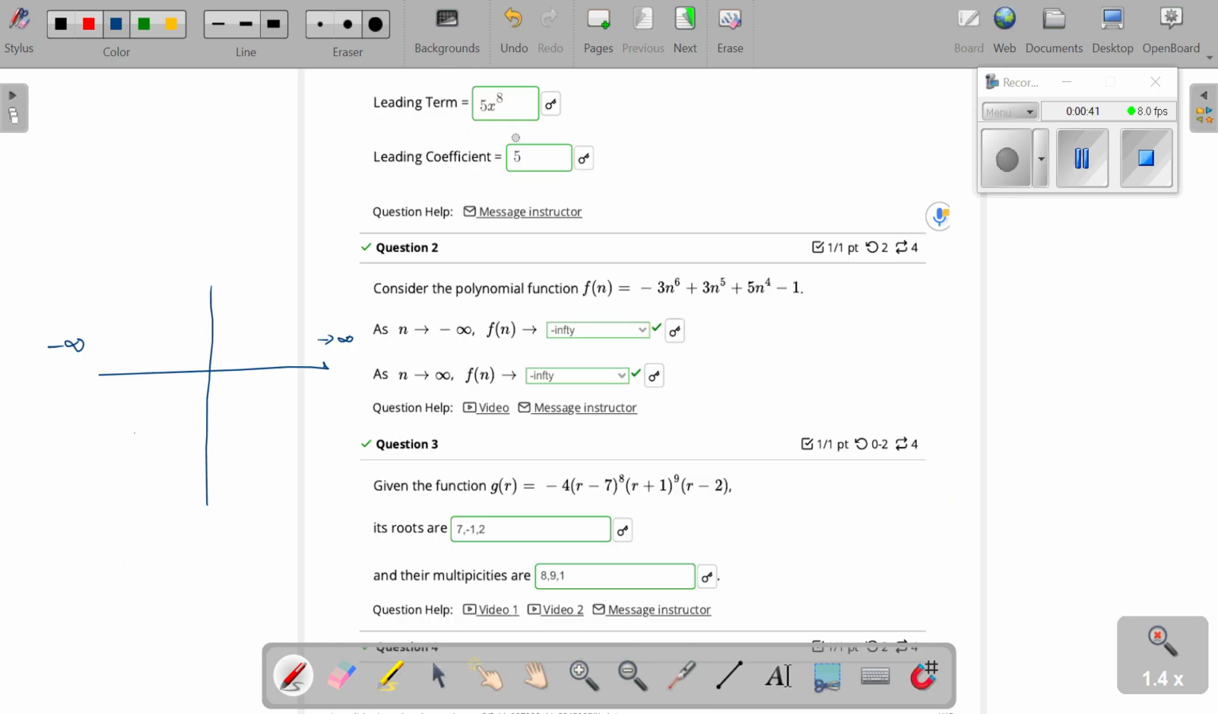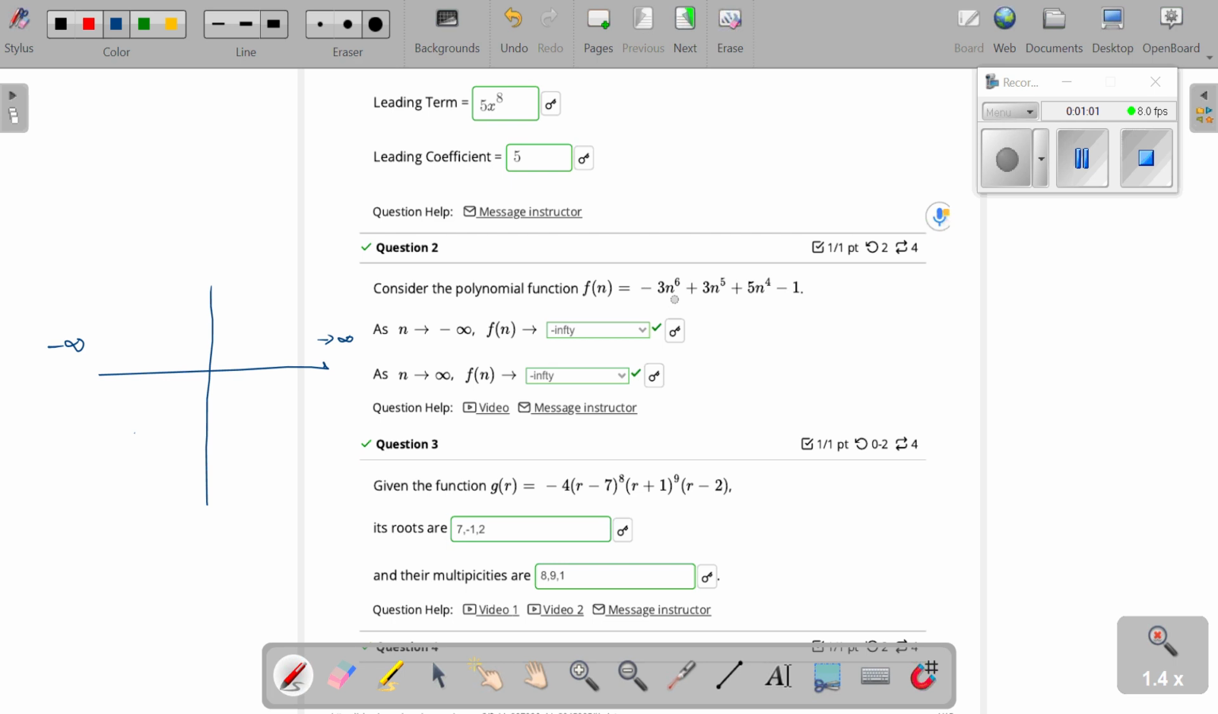Next question is given a polynomial and it's asking us to find the end behavior. That means when n, or in other way x value, goes to positive infinity or negative infinity, what is happening to the function f, or basically to the y value of the function. So we're going to look at the polynomial.